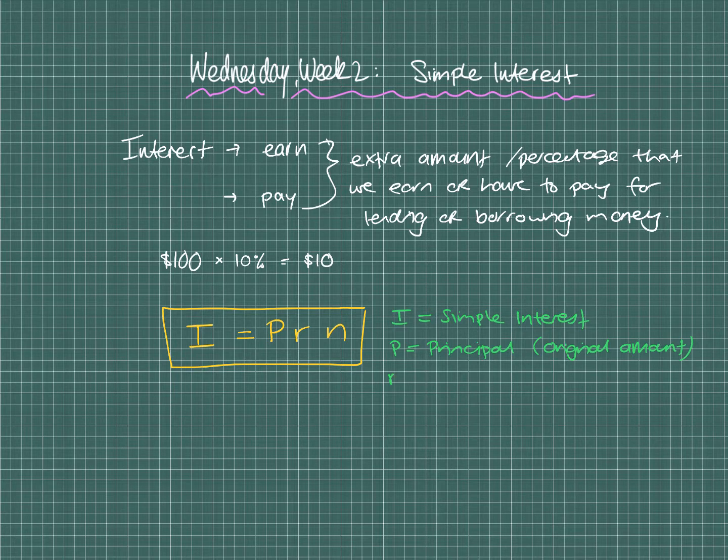And then R is the percentage or the interest rate. So we'll say the interest rate, and I'm going to put in the brackets a percentage. And we often give that as a decimal. I think that's better to use. And then N is the number of years. So again, that's pretty significant to remember. So that's what they all equal. Let's have a look at a particular example.